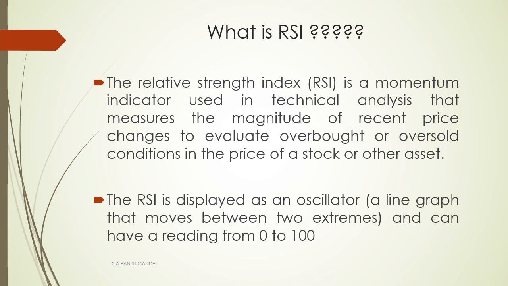So how is RSI displayed? RSI is displayed as an oscillator. Oscillator means a line graph that moves between two extremes, 0 and 100. So you can never see RSI going to 1000 or 10,000 like any share price. It will always be between 0 and 100. But that is the main crux of RSI, and this is where we can use it very well in trading.